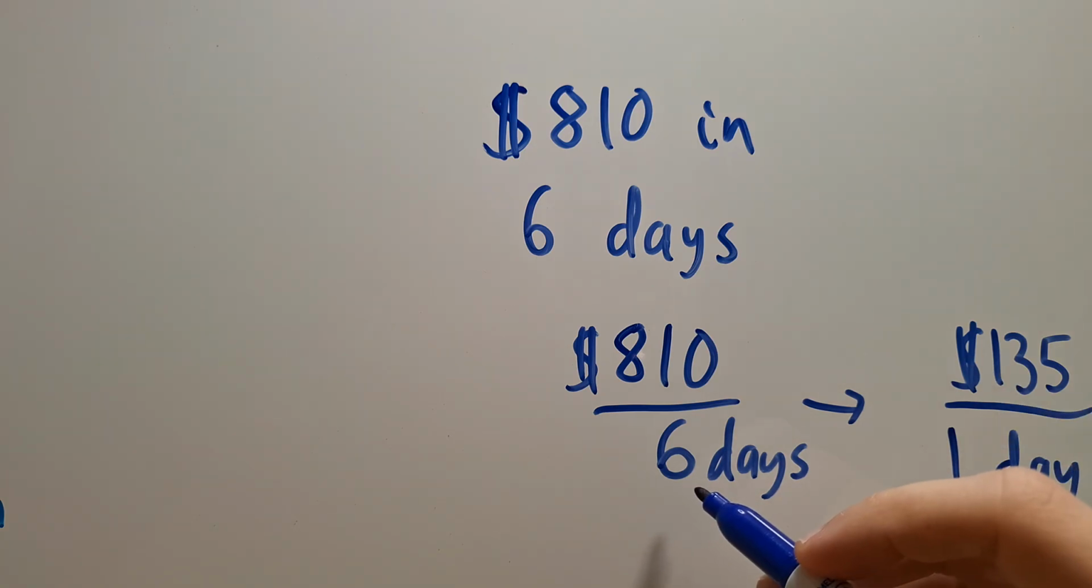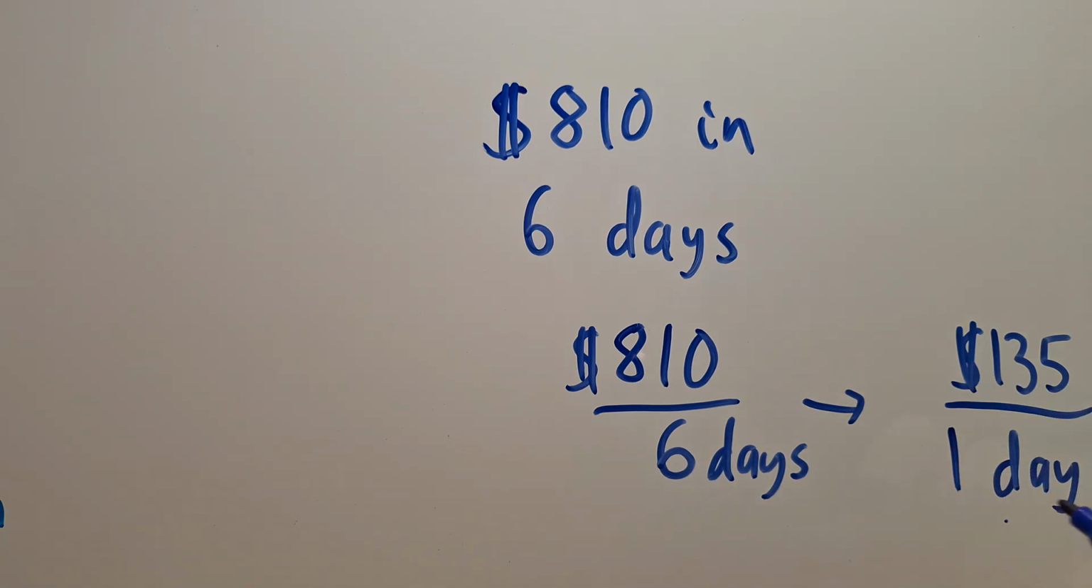So remember, unit rates is when the denominator is 1. When the denominator of a rate is 1, it is called a unit rate. Miles per gallon, feet per second, dollars per days. These are just some examples.